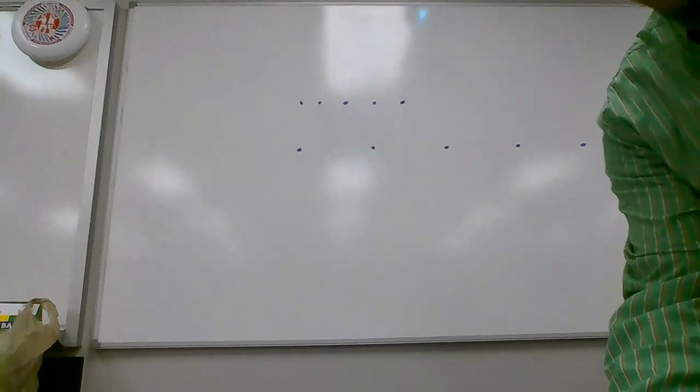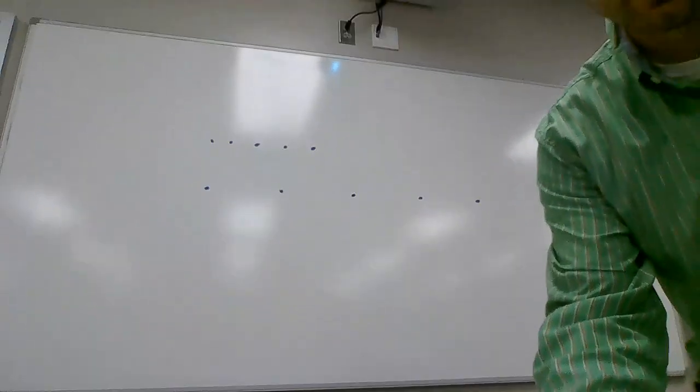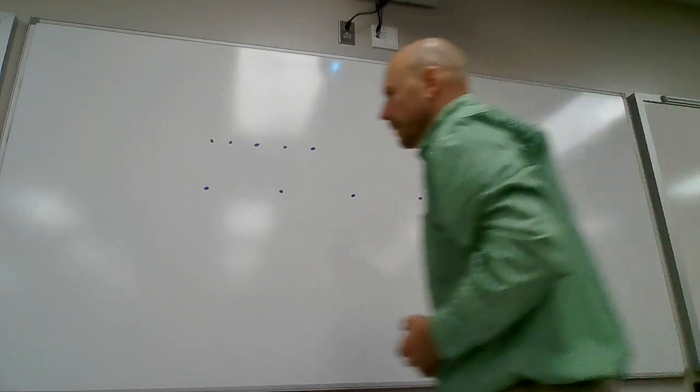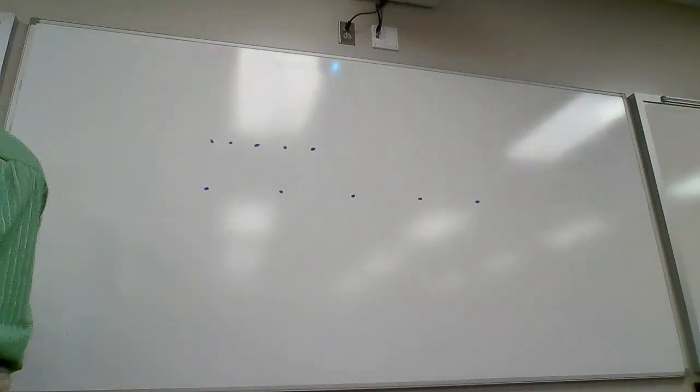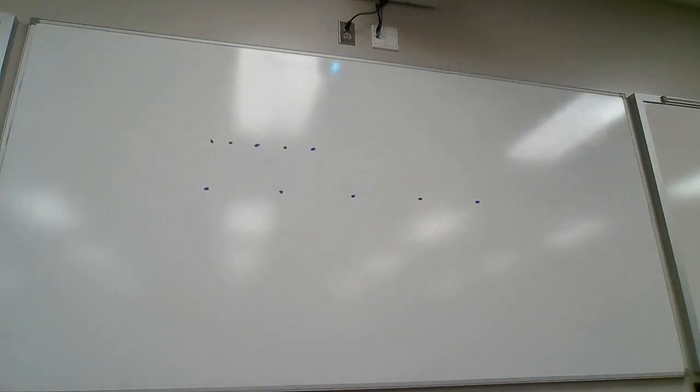Which strobe light diagram is demonstrating faster motion? Think in your brain. Top one or the bottom? Neighbor, tell them why.